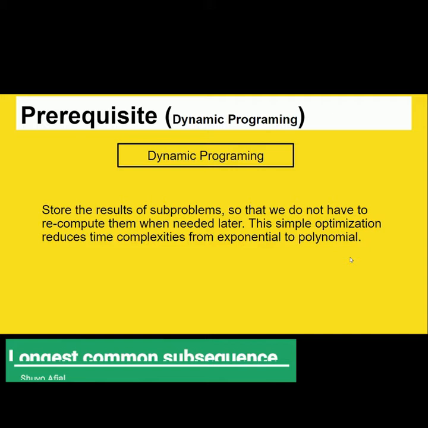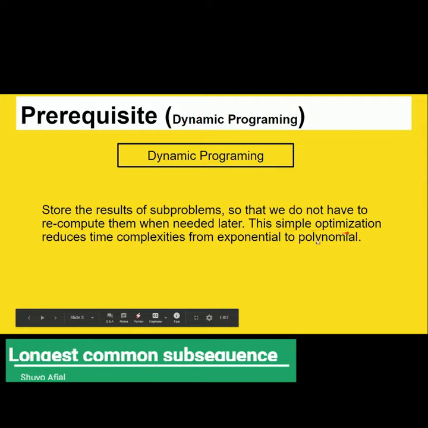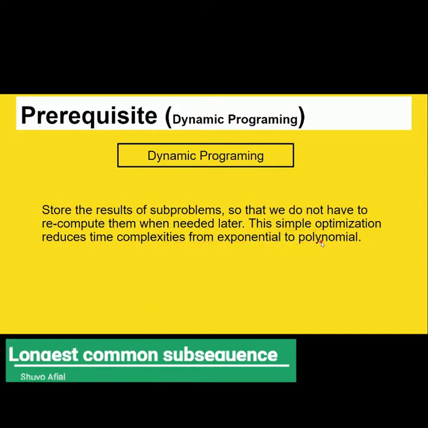I have already mentioned dynamic programming two times in earlier slides. So what actually is dynamic programming? Dynamic programming is a process where we store the results of subproblems so that we do not have to recompute them when we need them later. This simple optimization reduces time complexity from exponential to polynomial.